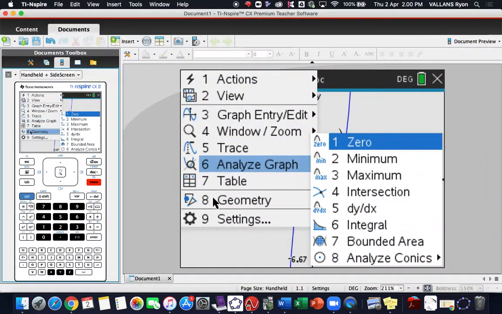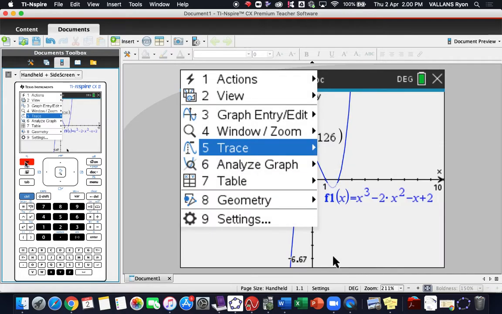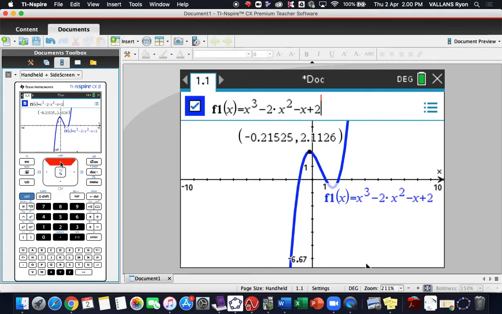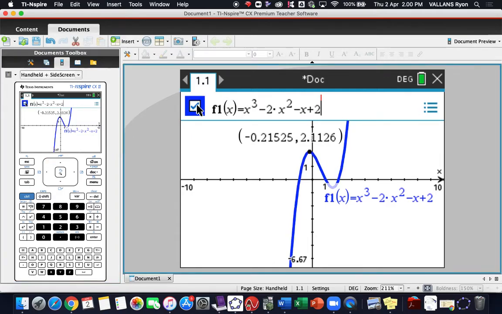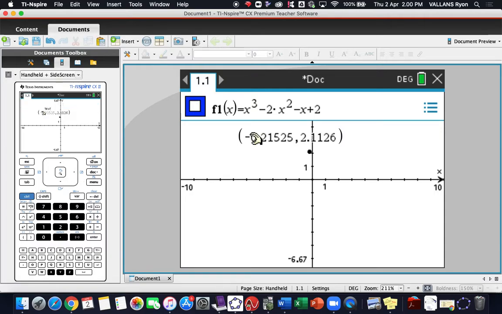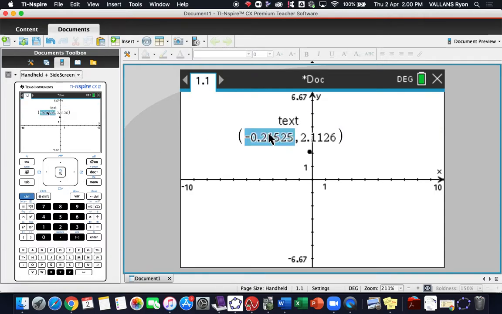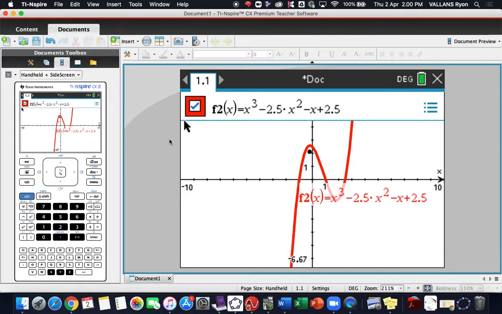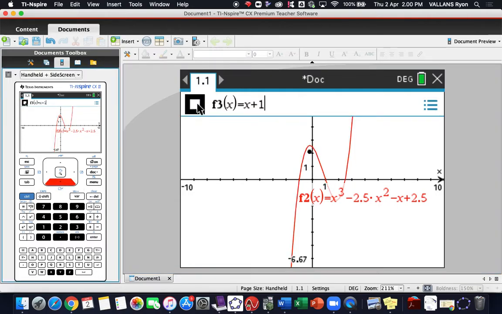TI Inspire people, I am all over the place here. Put in your functions, just the same. Yours is the check mark, so check mark, that's gone. I'm also going to delete that, that's from the previous tab. Check mark, that's graphing. Put in those two graphs.